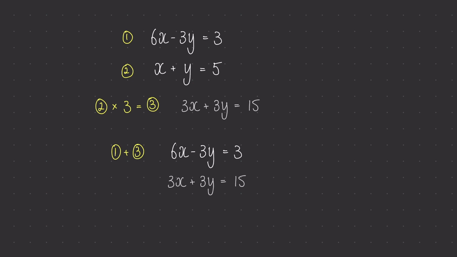Okay, now we've lined those equations up. Let's put our line underneath, make sure we know we are doing addition. And let's start with the x's, so 6x plus 3x is 9x. Negative 3y plus 3y is going to give me 0. And on the right-hand side, 3 plus 15 is 18, leaving me with x that is equal to 2.